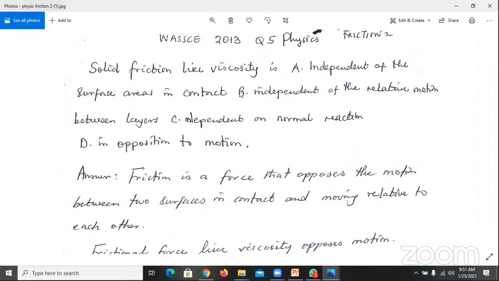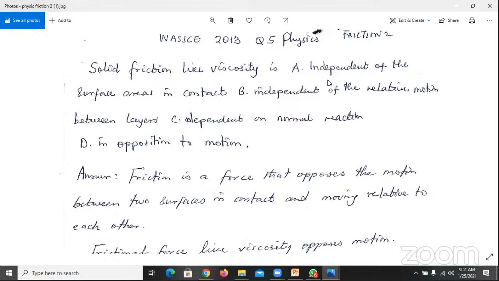Okay, after that, then we looked at this number 2 question. Solid friction like viscosity. This one is simply trying to ask us what friction is all about. You know that friction in fluid is called viscosity. Are you aware of that? Friction in fluid is viscosity. Okay. So it's asking us, what is it about?